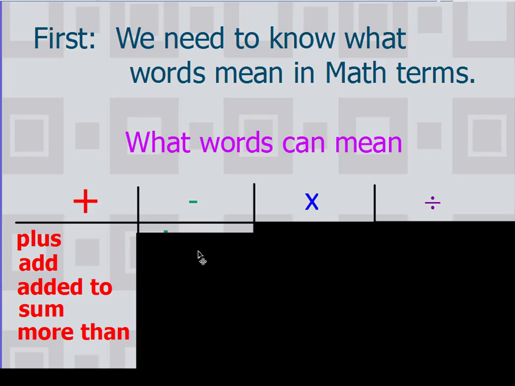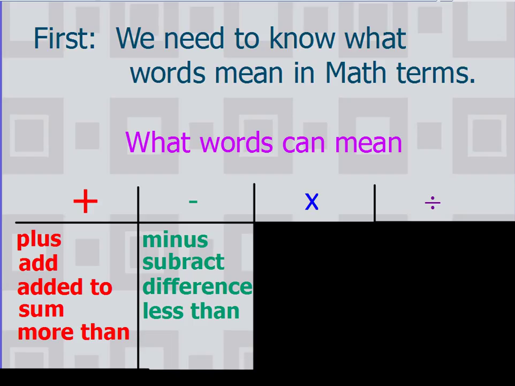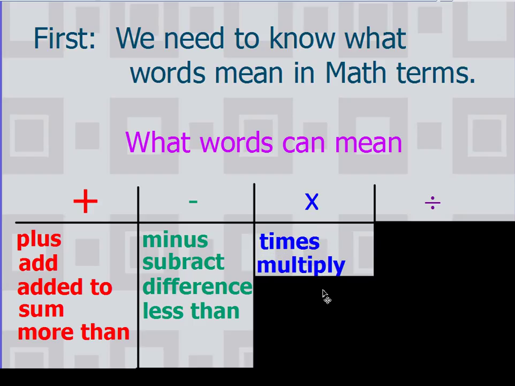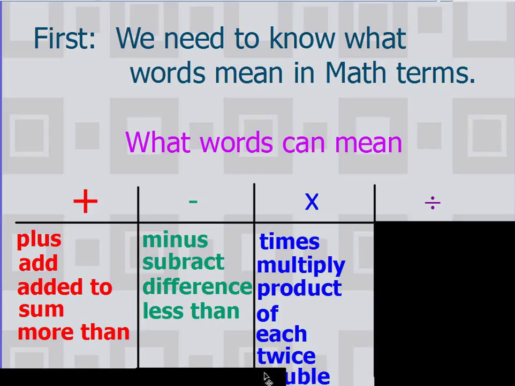Instead of using the word subtraction, you might use the word minus or subtract, difference, or less than. Instead of multiplication, you might find yourself saying times or multiply. Product means multiplication, and the words of and each mean to multiply, like if you're buying tickets at $5 each. Twice and double also can be used for multiplication when you need to multiply something by 2.